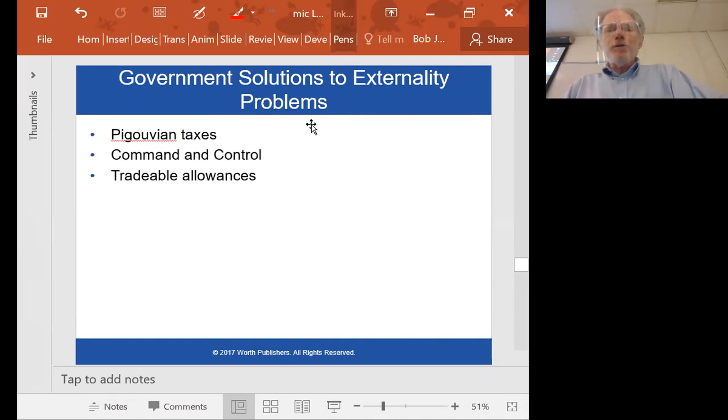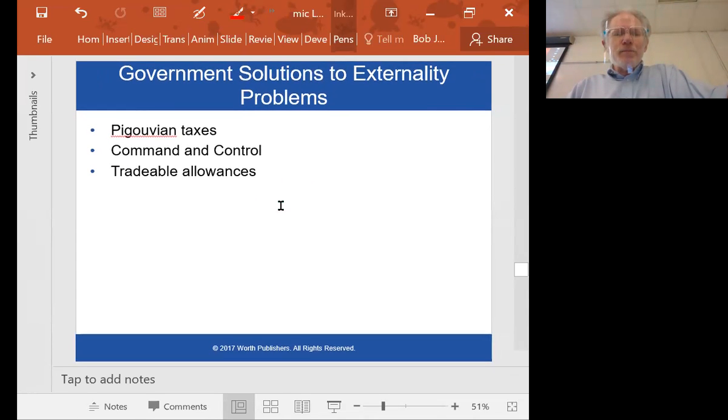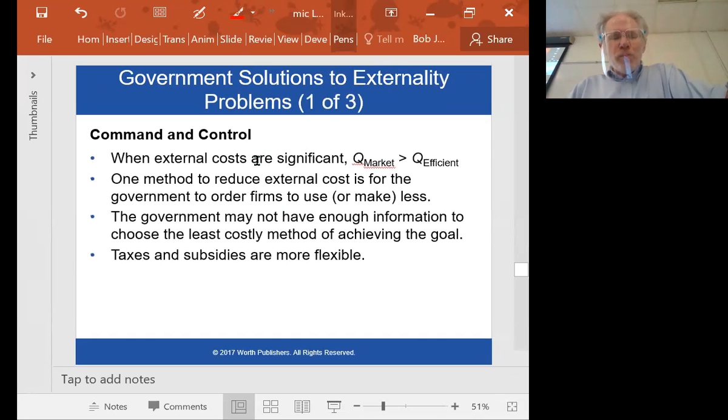Okay, government solutions to externality problems. We've already talked about Pigouvian taxes. Say a little bit about command and control policies and about tradable allowances as an option. Command and control. When external costs are significant, that's what we've been talking about before, then the market outcome is greater than the efficient outcome. You get overproduction. Okay? So what can the government do? Well, we've already said they can impose a tax.